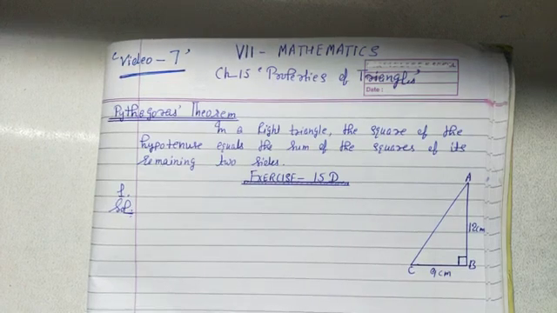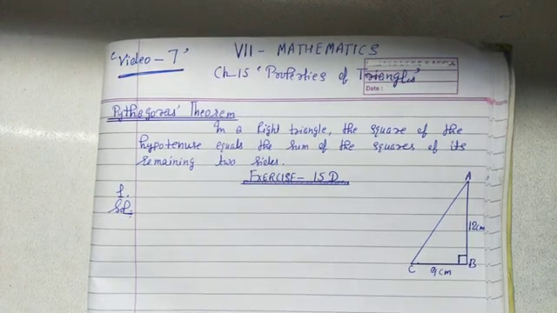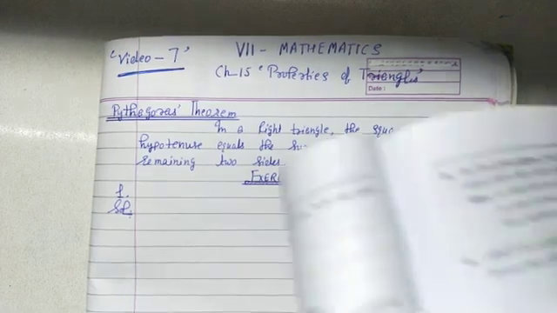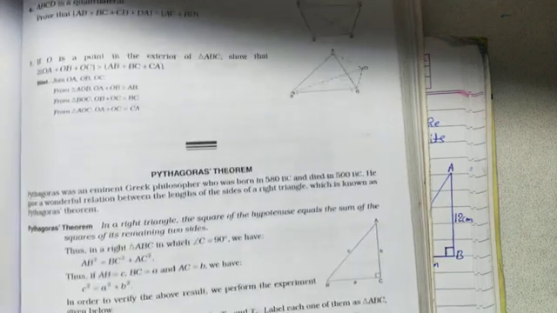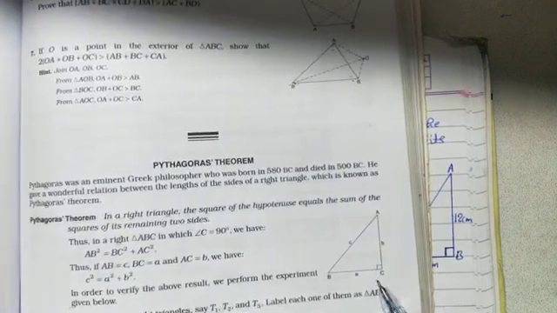Good morning class. Now this is our 7th video of chapter 15, properties of triangle. In this video we'll learn Pythagoras theorem. Pythagoras theorem is applicable only on right angle triangle. You are already aware a triangle in which one angle measures 90 degrees is called right angle triangle.